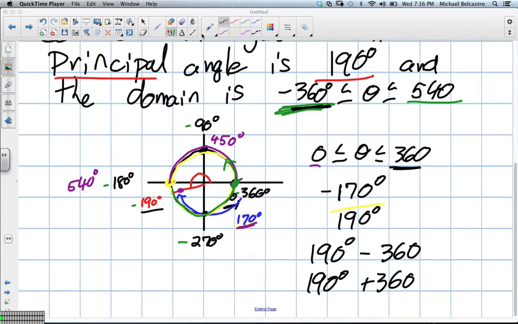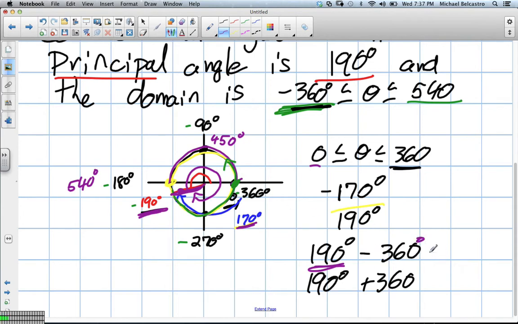I guess the best way to explain this is if we start at our principal angle of 190 and we go back and forwards from there, to do an entire rotation from this line, so this line is right here at 190, right? An entire rotation from there is 360 degrees. So if we were to go back 360 degrees, the opposite direction, where would we be? In other words, a drop of 360. So 190 minus 360 is going to give us exactly negative 170.